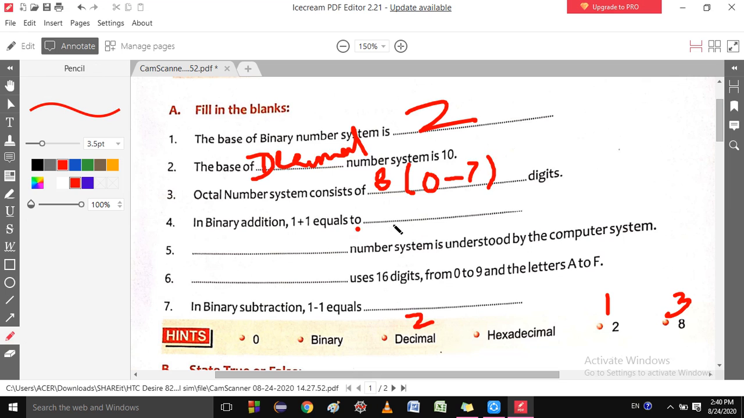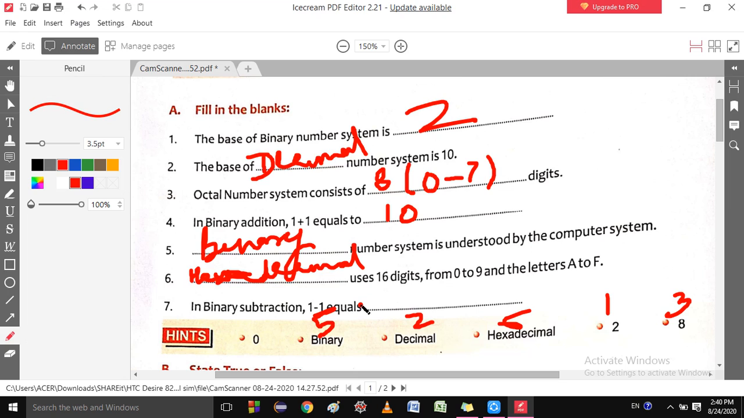Next, in addition, 1 plus 1 equal to 10. This answer is not given in your book, so the answer is 10. The number system understood by the computer system, which numbers are understood? This is the answer of the fifth: binary number system. Next one, uses 16 digits from 0 to 9 and letters. This will be the answer of the sixth: hexadecimal.